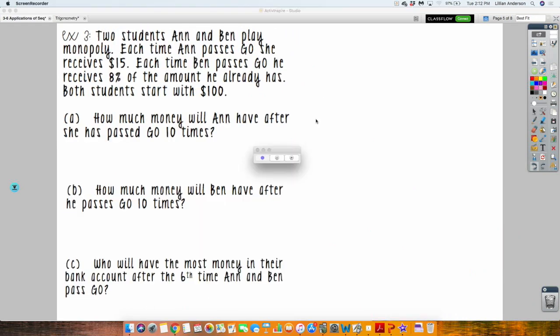All right, looking at number 3. It says 2 students, Ann and Ben, are playing Monopoly. Each time Ann passes Go, she receives $15. Each time Ben passes Go, he receives 8% of the amount he already has. Both students start with $100.